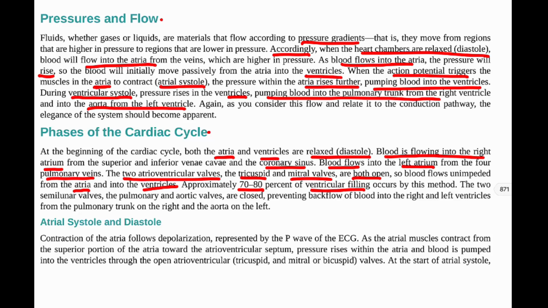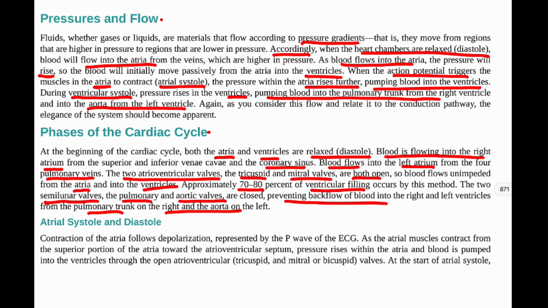The two semilunar valves then, the pulmonary and aortic valves, are closed. So those are the valves that are holding stuff in the ventricles. They are closed, which is preventing backflow of blood into the right and the left ventricles from the pulmonary trunk on the right and the aorta on the left.